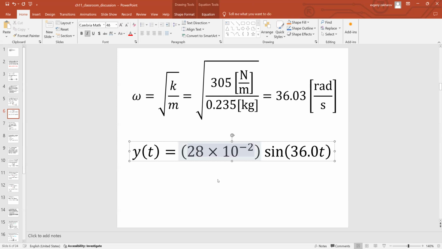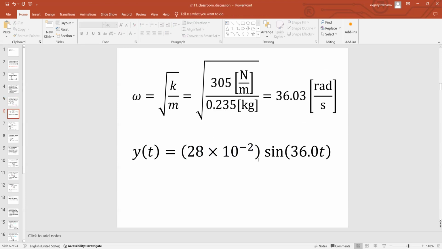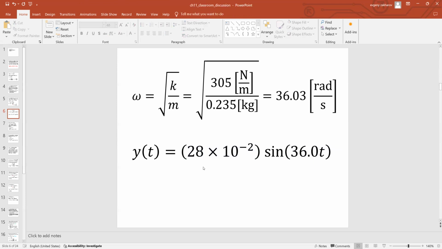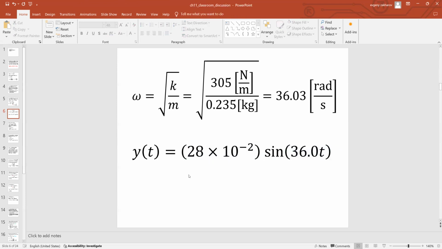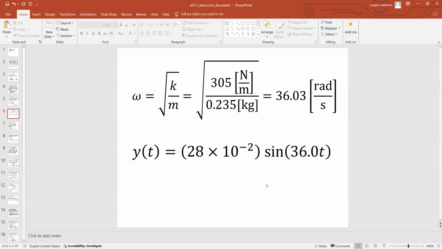And the final equation is A sine omega t. A is given. We figured it out from centimeters. Omega is right here, and t is the parameter. See how at any moment of time, your position, vertical position, can be calculated. This is the final result, the beauty of the position equation.